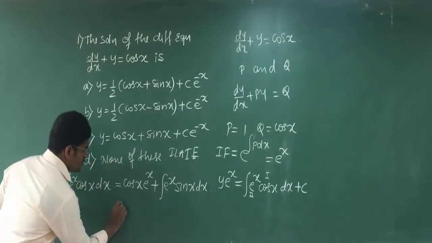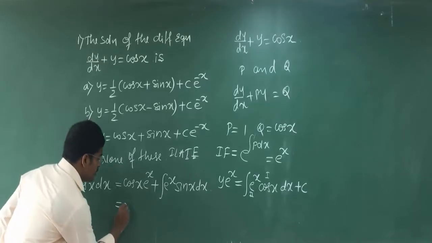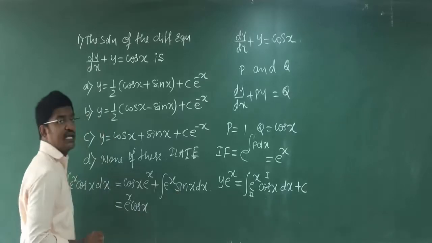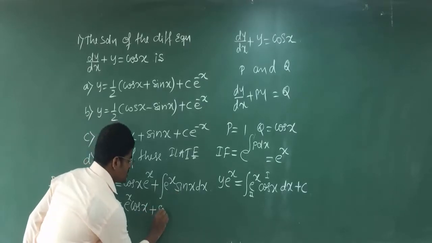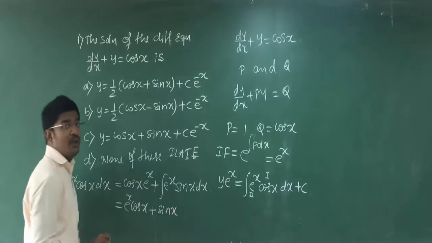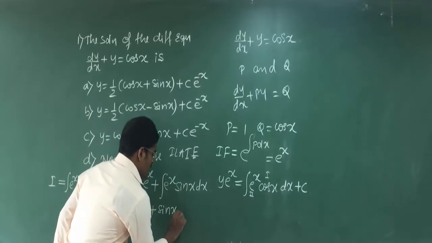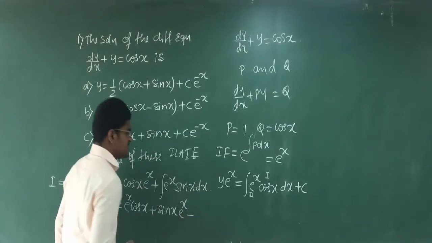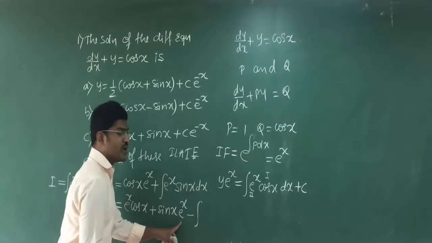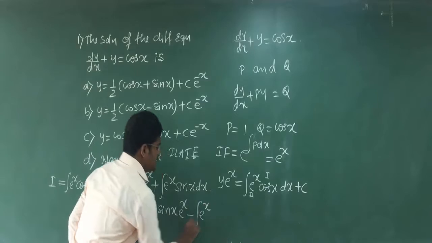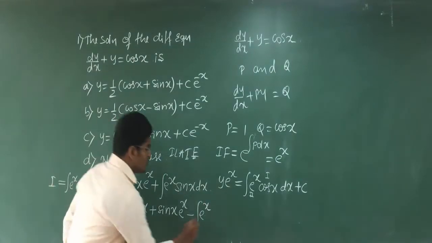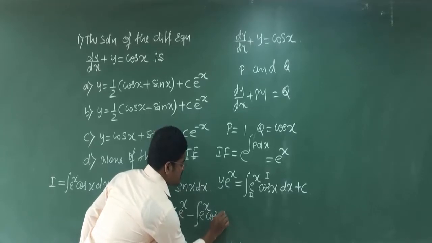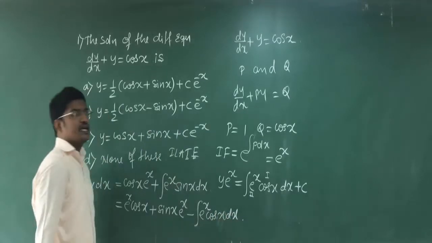So now this is equal to e power x into cos x. Again this has to be integrated. The first term is sin x. Integration of e power x is e power x, minus integration of, now write e power x as it is, the differentiation of sin x, which is cos x, with respect to dx.